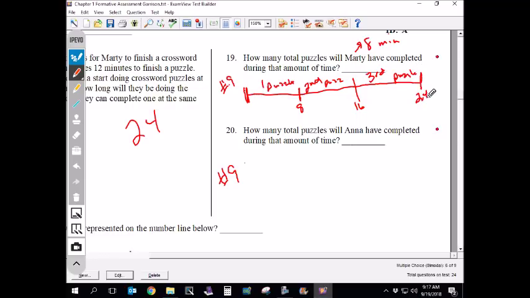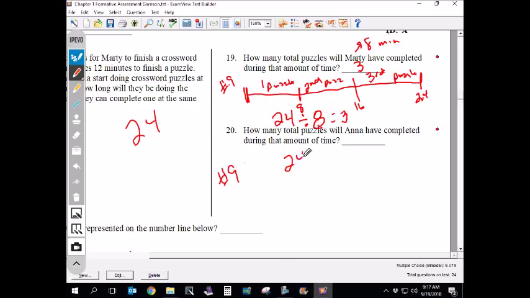Now we're up to 24. So how many puzzles did she actually complete in that time, or he? Yep, 3 of them. The other way to do it is just to simply take the amount of puzzles that were completed and divide it by how long it takes him to do one, or her to do one. And that's going to be 24 divided by 8 equals 3.